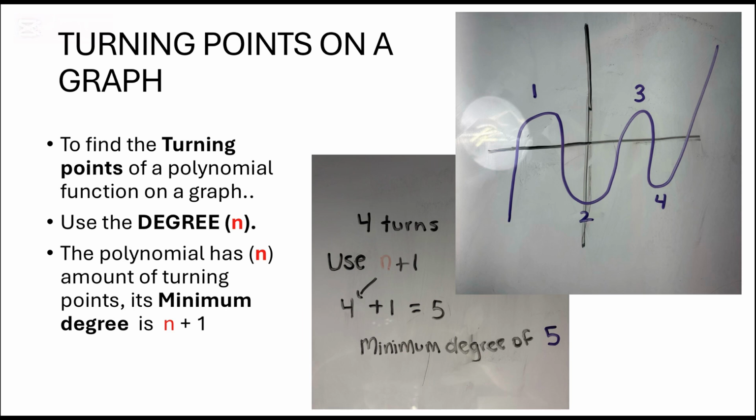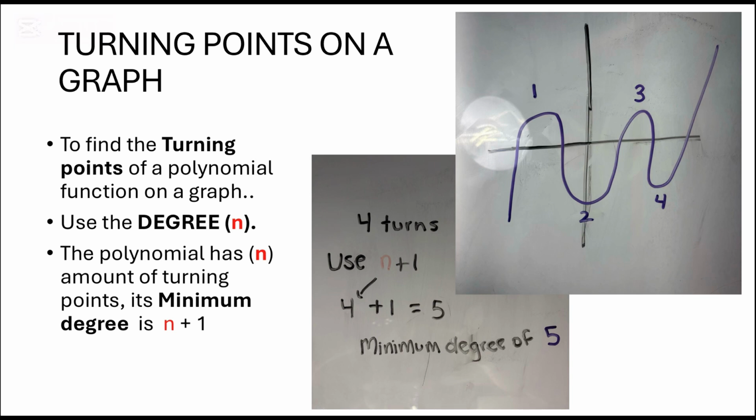Now we're going to talk about turning points on a graph with a polynomial function. To find the turning points of a polynomial function on a graph, we need to use the degree, also known as the n. So the polynomial has at most n turning points. The minimum degree is n plus 1. So when we look at the graph on the right side, it has 4 turning points, where the graph turns in a different direction 4 times.